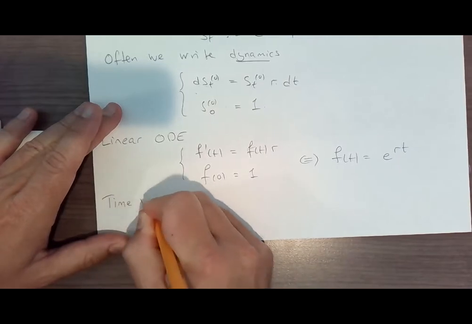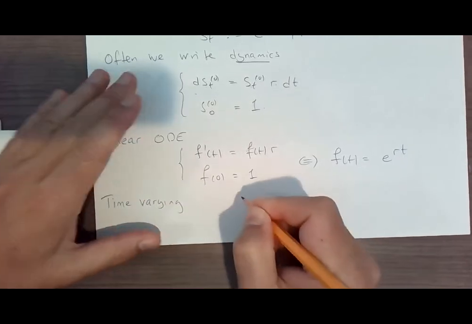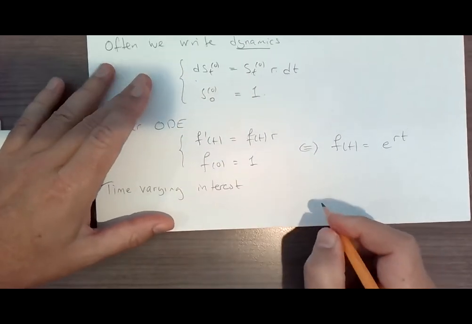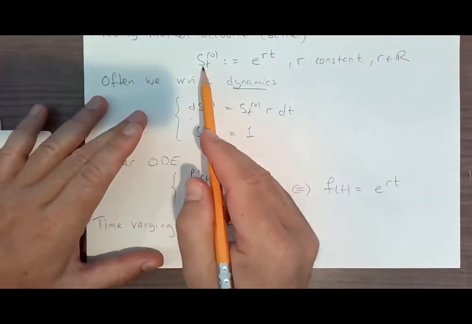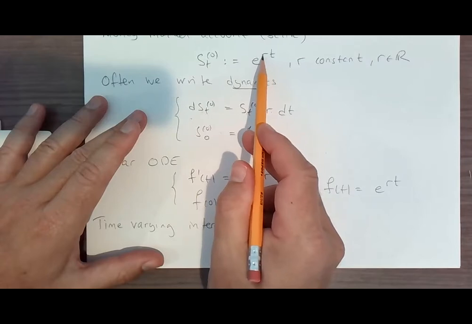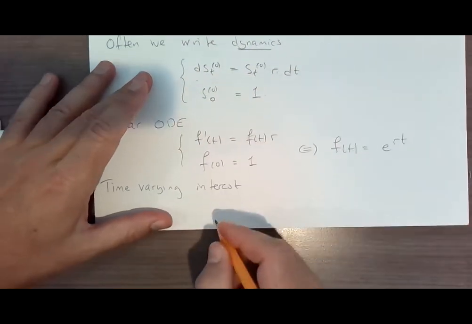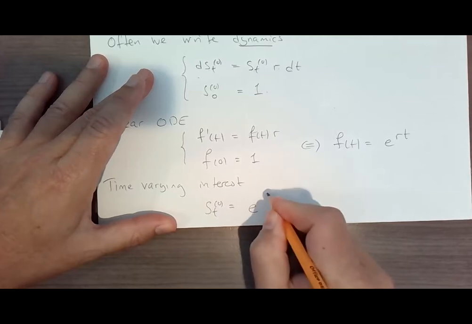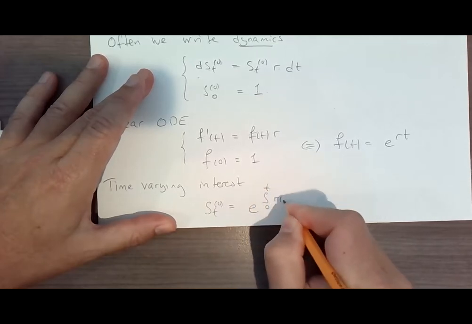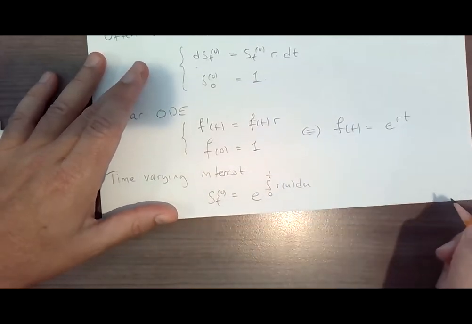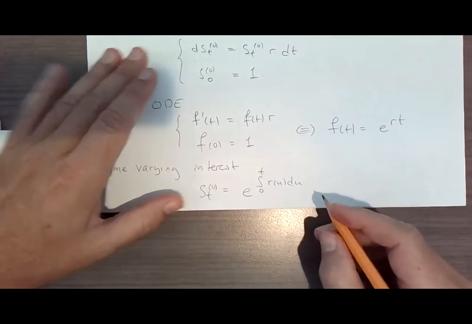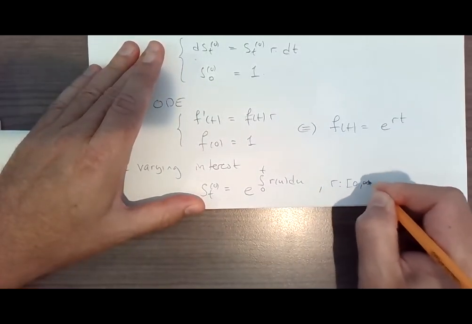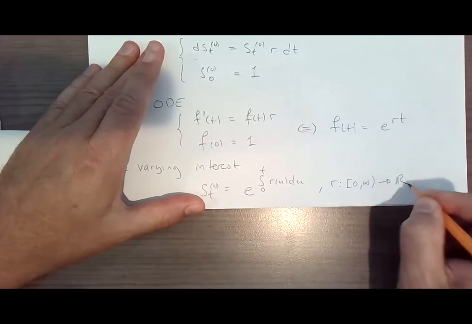You can have time varying interest. So if you have that, this S up here is not going to be just e to the RT. This here, S(t) naught, is going to be an exponential, but now there'll be an integral up here of R(u) du. And now R is a function. R is a function. It goes from time into the reals.